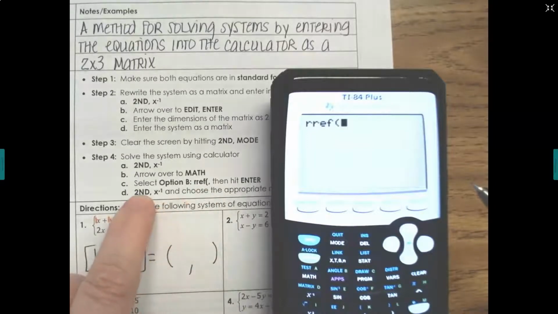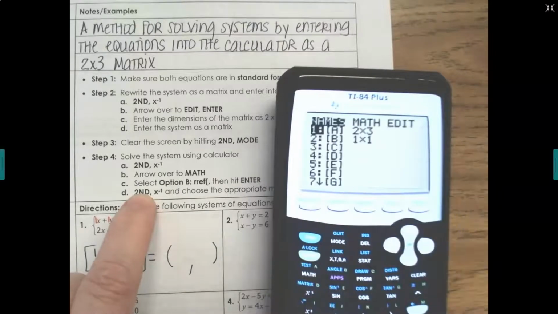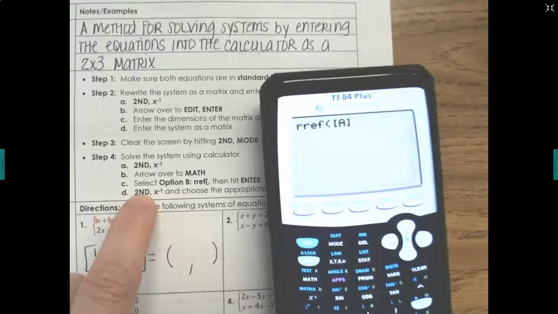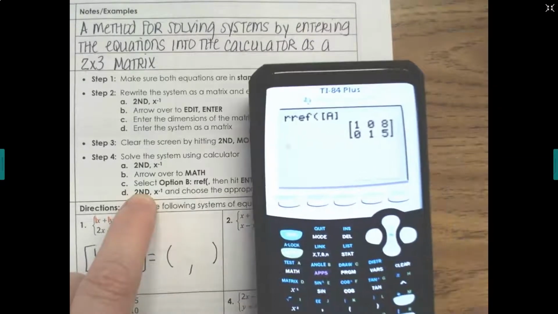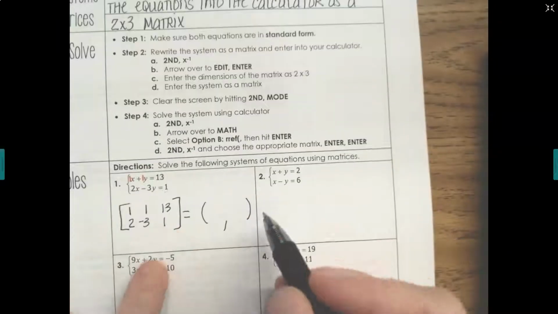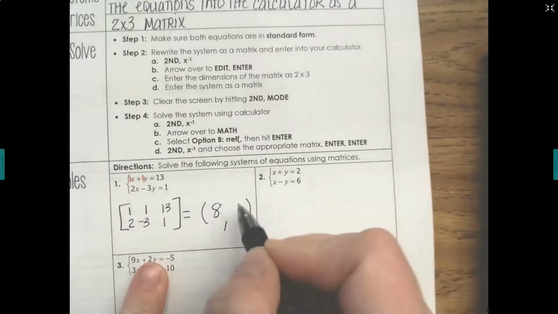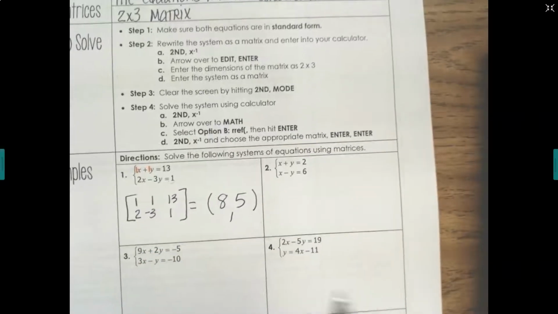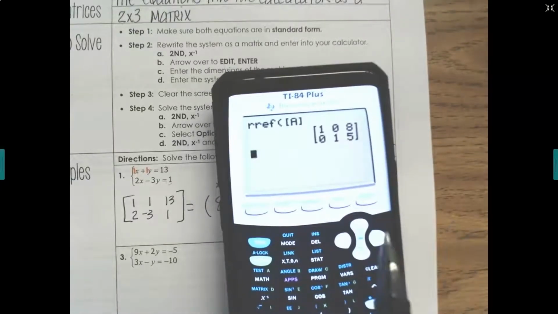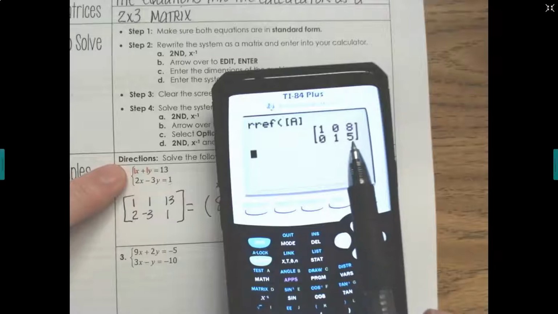Now we need to one more time go into second, x negative 1, and tell it we put our information into matrix A. So we just select matrix A and press enter, and it gives us this feedback here. These last 2 numbers are our system. That's our answer. The top number is x and the bottom number is y. So that's our x, that's our y. If we were to graph these 2 equations, they're going to cross at the point 8, 5.